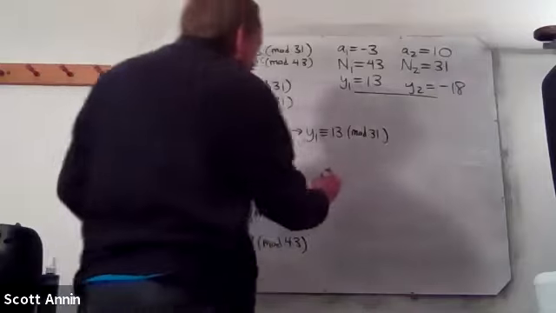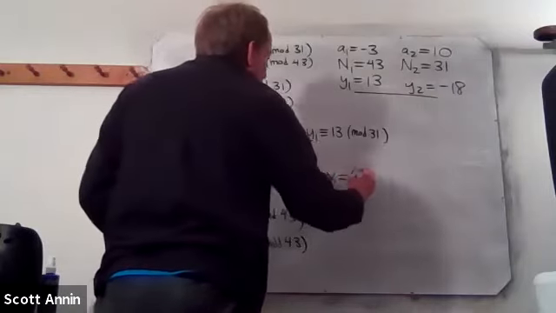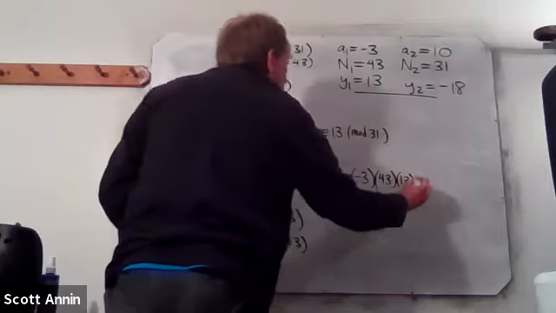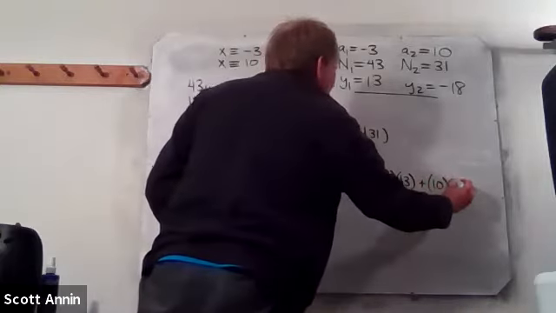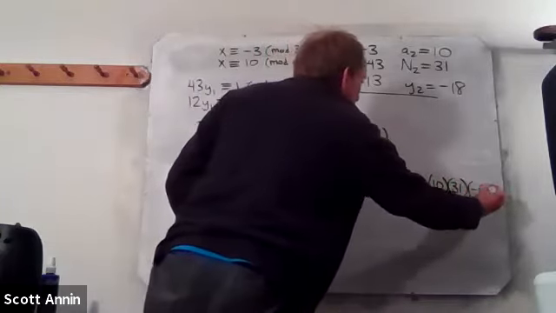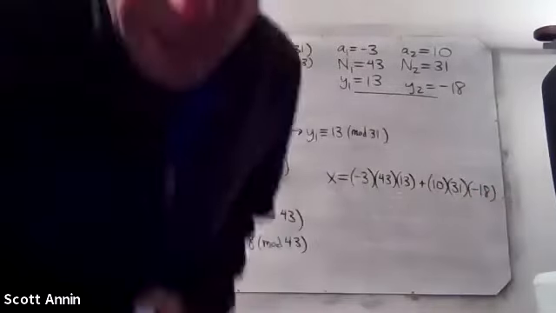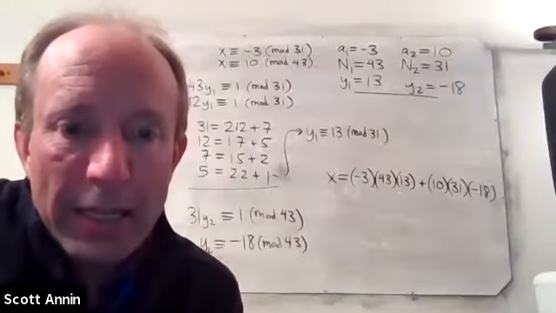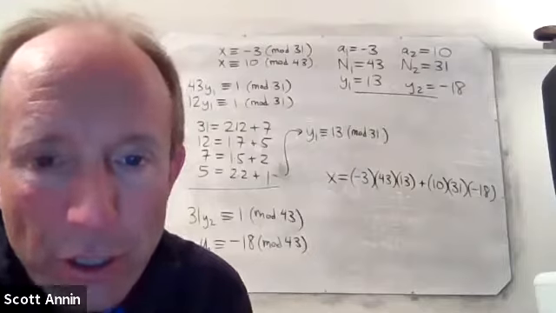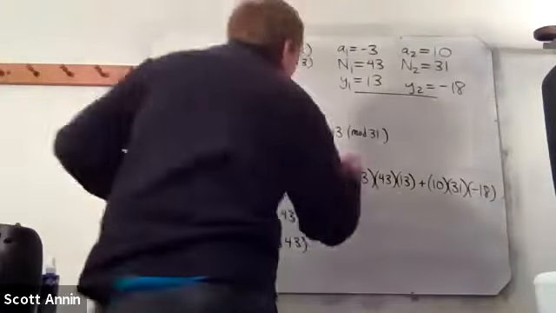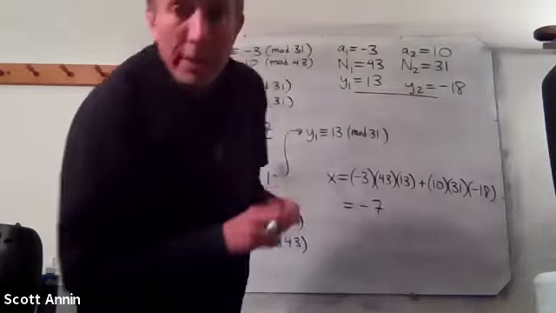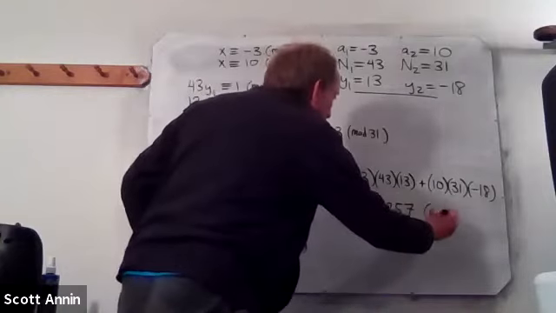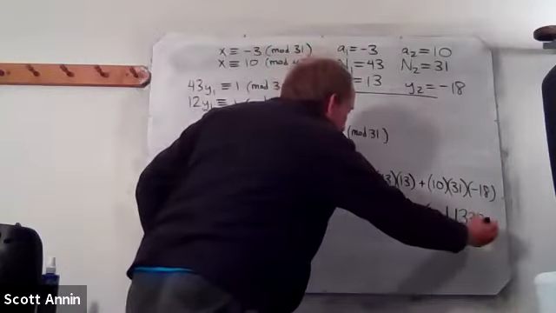Okay, so we have all of these pieces of information, and so then x is just a1 n1 y1 plus a2 n2 y2. So negative 3 times 43 times 13 plus 10 times 31 times negative 18. And that comes out to negative 7,257. This is, of course, in mod 1333.